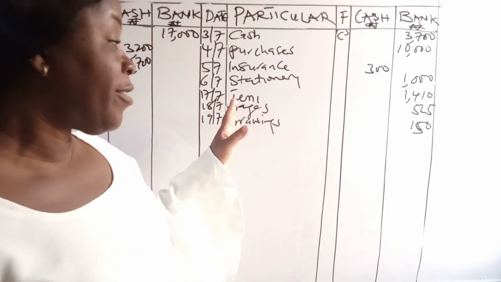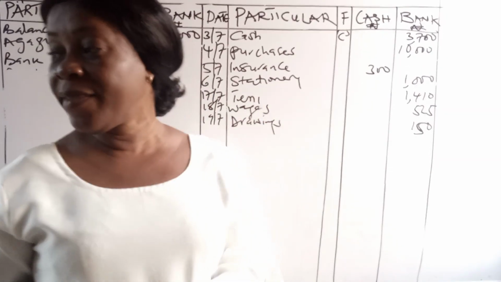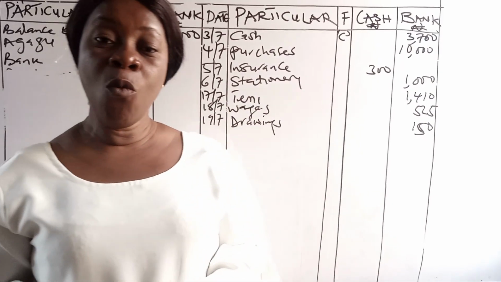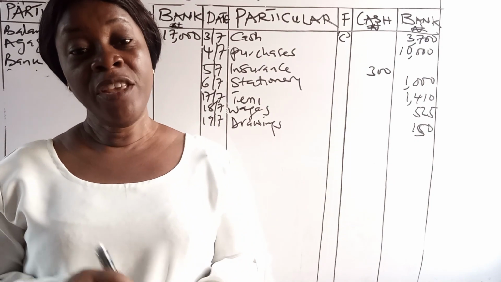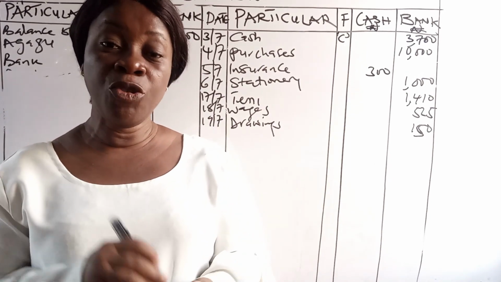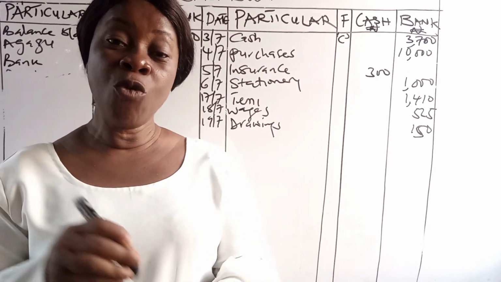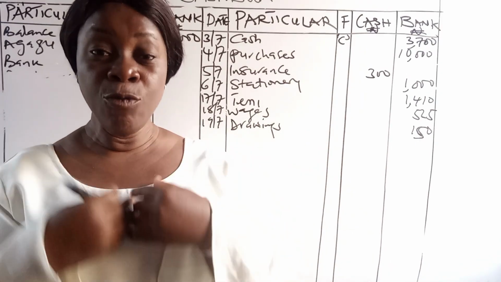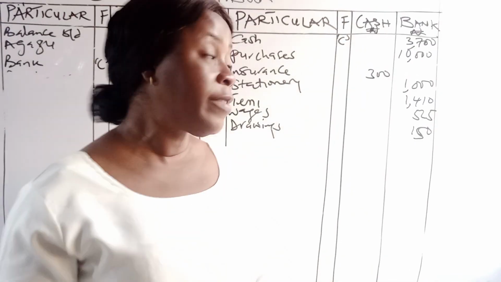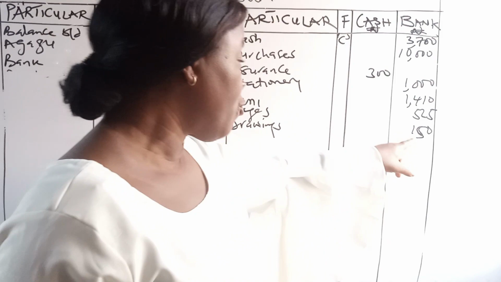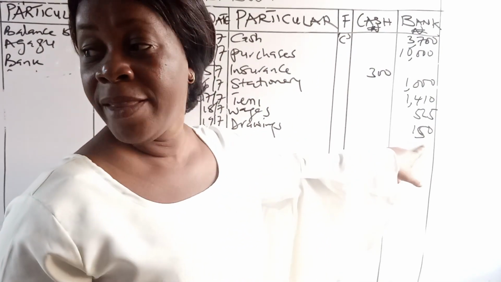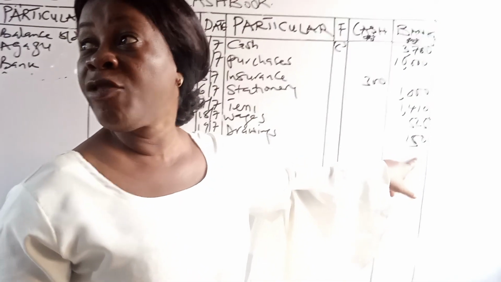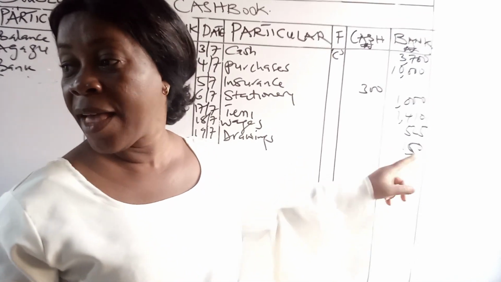Whenever the question says the money withdrawn was for private use, please, it's not a contra entry. It's called drawings. Money withdrawn from the business by the owner for his personal use is known as drawings, and these drawings lead to a reduction in the money the organization has in its bank account.